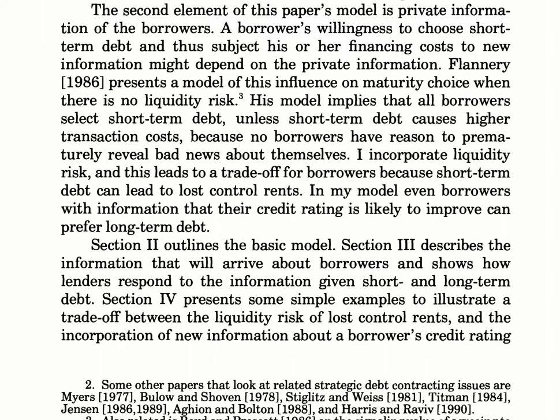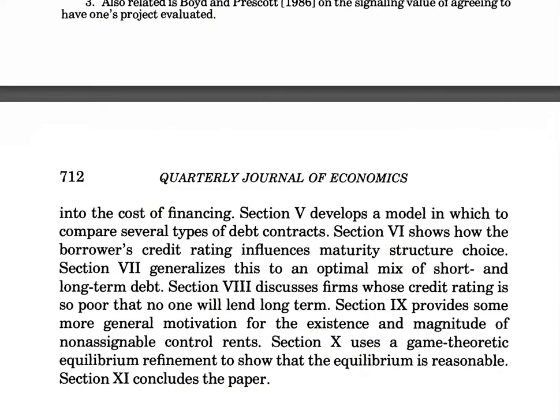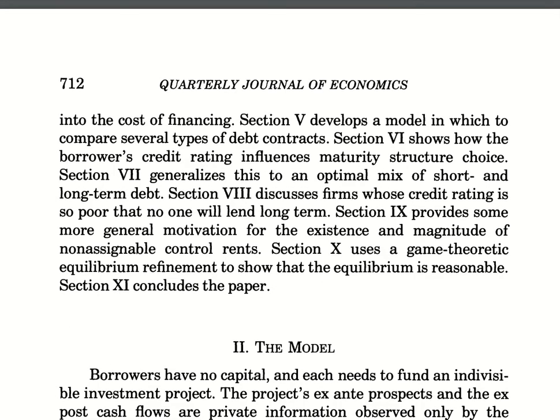Section 4 presents some simple examples to illustrate a trade-off between the liquidity risk of lost control rents and the incorporation of new information about the borrower's credit rating into the cost of financing. Section 5 develops a model in which to compare several types of debt contracts. Section 6 shows how the borrower's credit rating influences maturity structure choice. Section 7 generalizes this to an optimal mix of short and long-term debt. Section 8 discusses firms whose credit rating is so poor that no one will lend long-term.